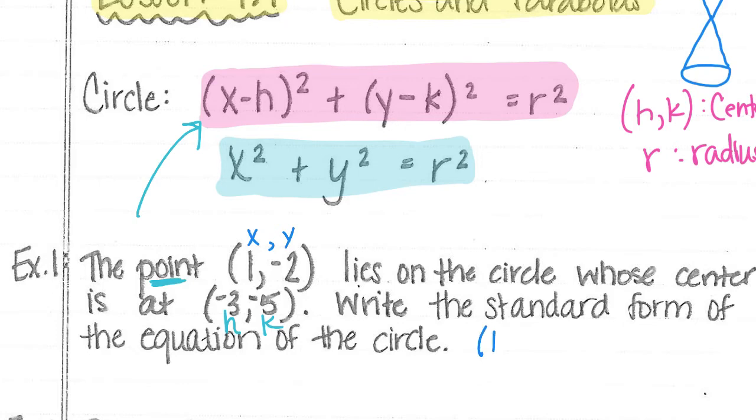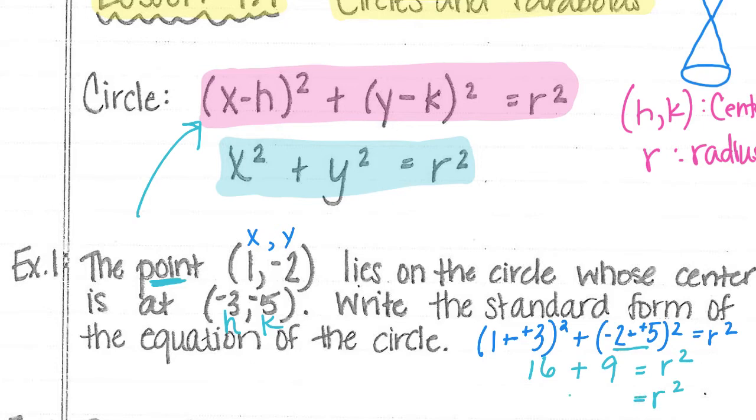So I'm going to plug that into that form. Well, if x is 1 minus h, which is -3, squared, plus y is -2 minus -5, which is the k, squared, that's going to give me r squared. Well, 1 plus 3 is 4. 4 squared is 16. -2 plus 5 is 3. 3 squared is 9. We know that r squared is equal to 25.